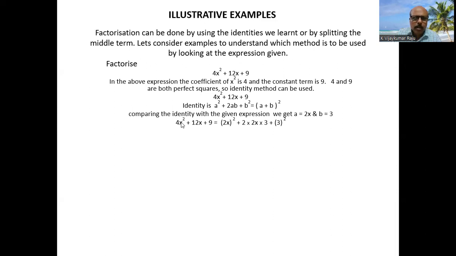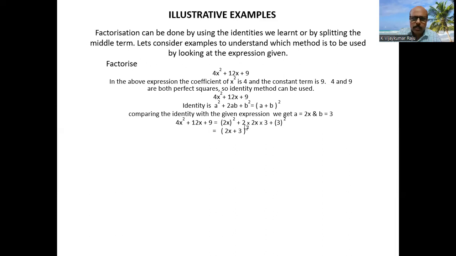So you see here 4x square plus 12x plus 9 is equal to 2x whole square plus 2 into 2x into 3, that is 2ab, plus b square, that is 3 square. Now let us see whether we get the middle term. 3 2s are 6, 6 2s are 12, 12x, yes. We are getting the middle term. So this is a perfect square, and your answer will be 2x plus 3 whole square.